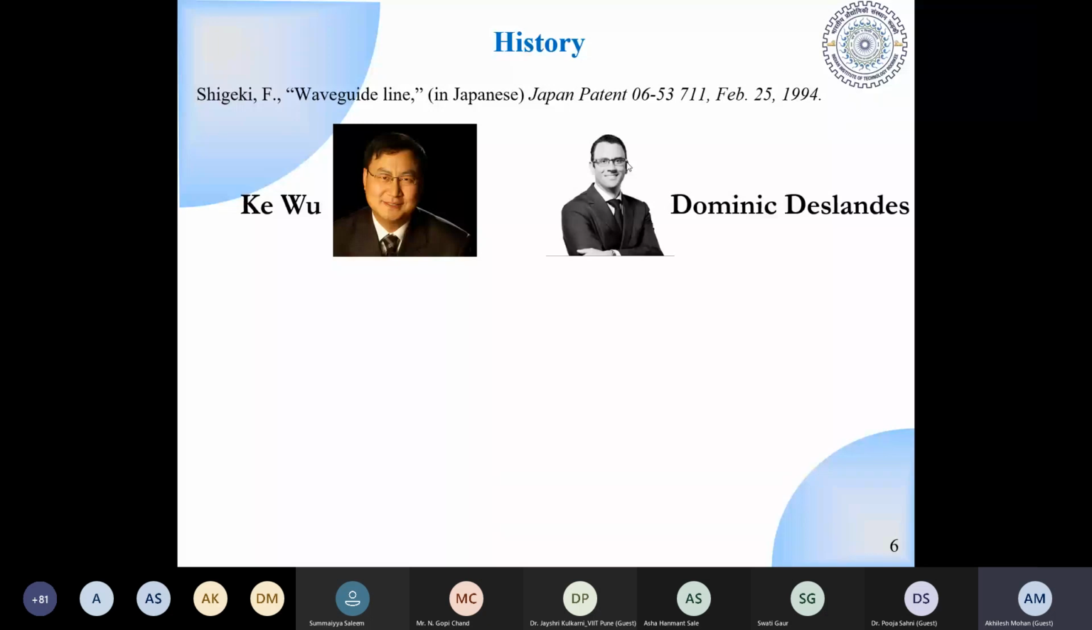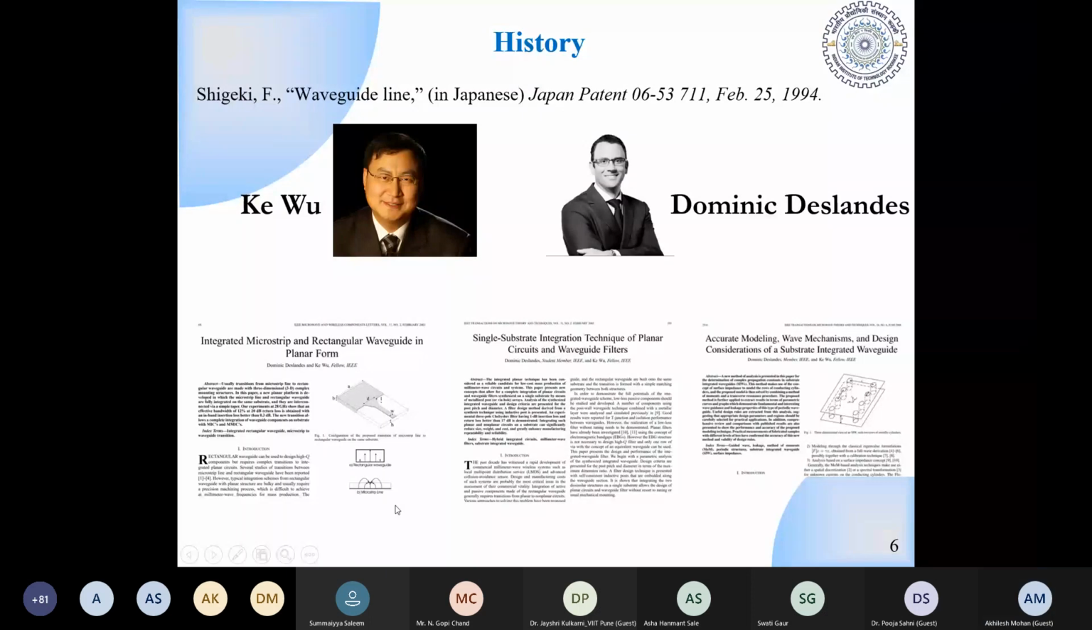After that, you can see they designed some transitions, how to launch the power into the SIW waveguide, then filters, then antennas. They modeled it. They did a lot of work in this area, and then it became very popular. Nowadays people are working on it. If you see the literature on SIW, you will find more than 2,000 to 3,000 papers, 2,000 journal papers, and they are designing basically antenna arrays. Basically, they are replacing whatever we have in the 3D form with the planar form.